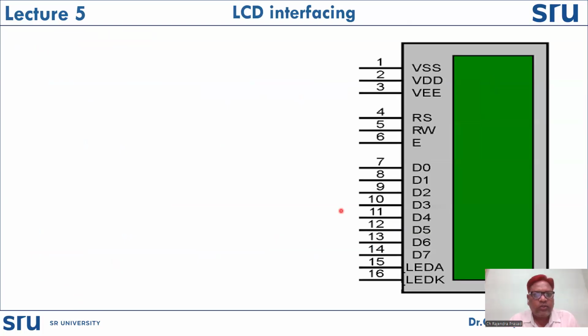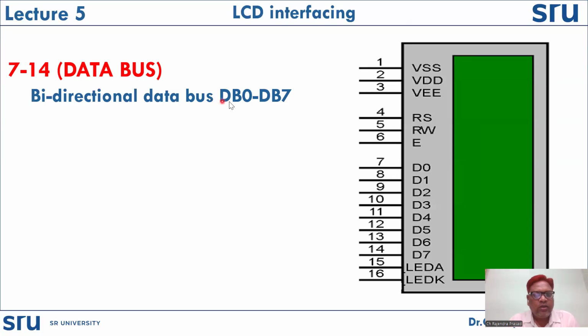Coming to the data bus, these are pins 7 to 14. These lines are a bidirectional data bus. They are represented with DB0 to DB7 or D0 to D7. With the help of these data lines, we can send information, that means messages, data, as well as commands to the LCD. And similarly, while reading, these lines are used to read the status information from the LCD.